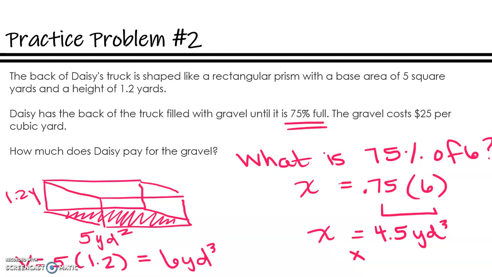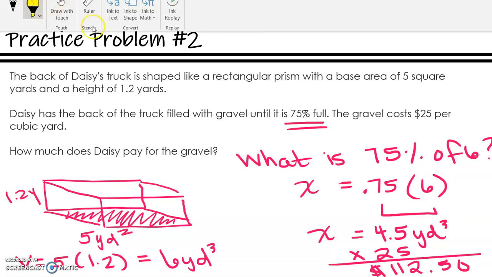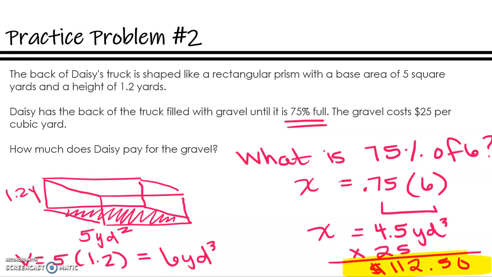And now we're going to multiply this by 25 to tell us the total cost, because each cubic yard is $25. So 4.5 times 25 comes to $112.5, so that's 50 cents. $112.50 is our final answer for how much does she pay. Remember, she filled it up 75% full. This would be 100%. So this is 75%. And we multiplied that by the cost of 1 cubic yard, and that gave us our total at the bottom.